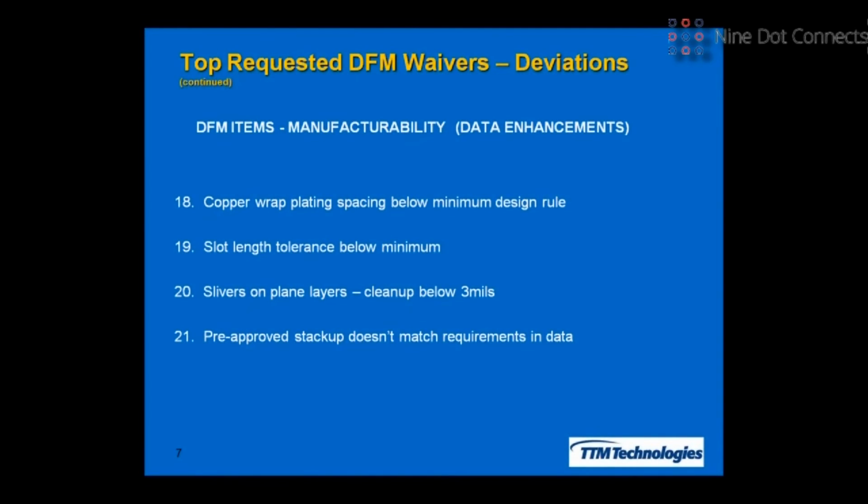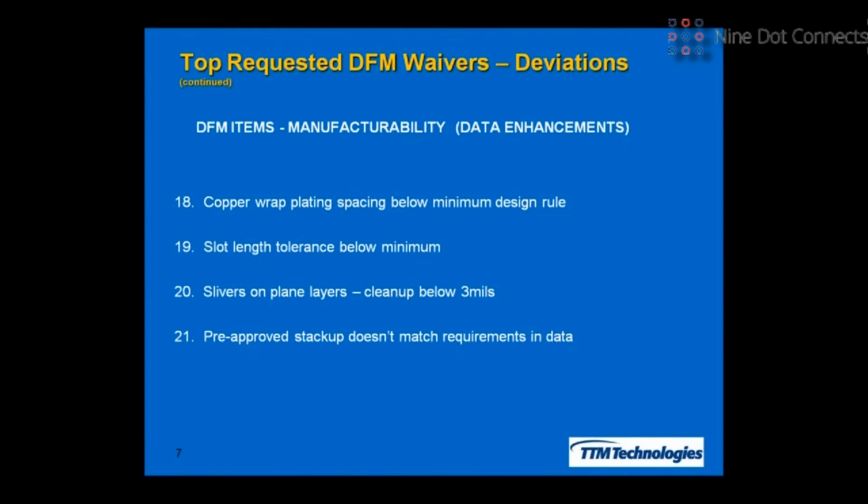Other capability concerns that we see are slots, with the length and width being below minimum, such as a plated through slot. It's easier for us to hold the width than it is the length, and in some cases we ask for plus or minus 5 or plus or minus 4 mils on the length and plus or minus 3 on the width for a plated through slot. It's just important to know that it all has to do with how those are manufactured and the abilities of the plating.